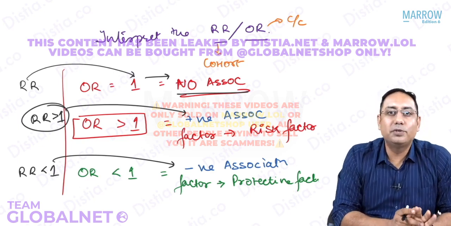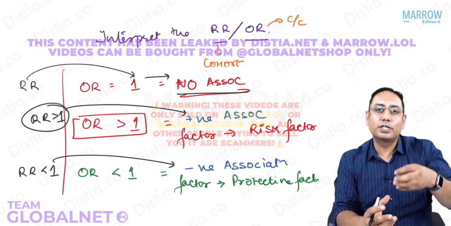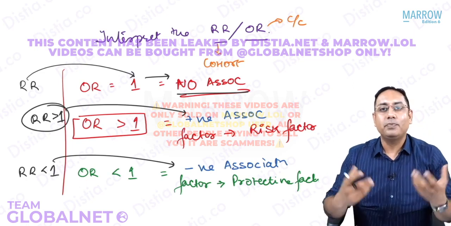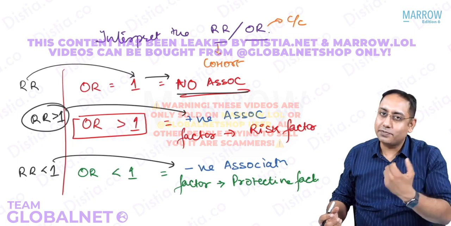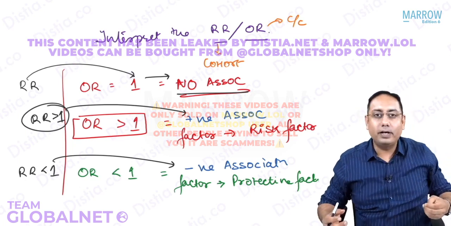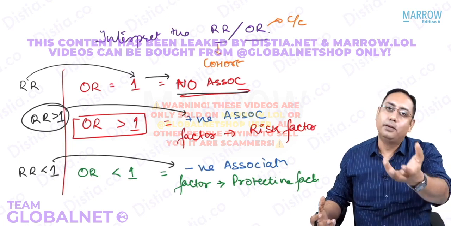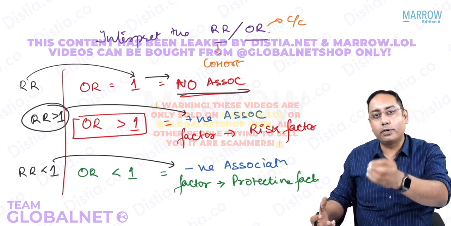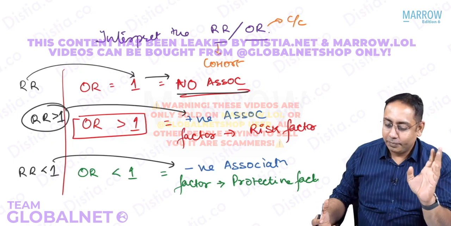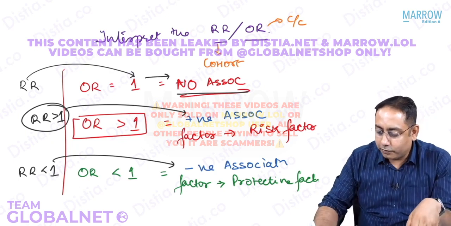So that is what the MCQs might be. They will say that if the odds ratio is 1.2, what does it mean to you? It means a positive association or a risk factor. If the odds ratio is 0.8, what does it mean to us? It means a protective factor. Relative risk 0.8, protective factor. Relative risk 1.2 is a positive association. So that's all that you need to remember for your exam.